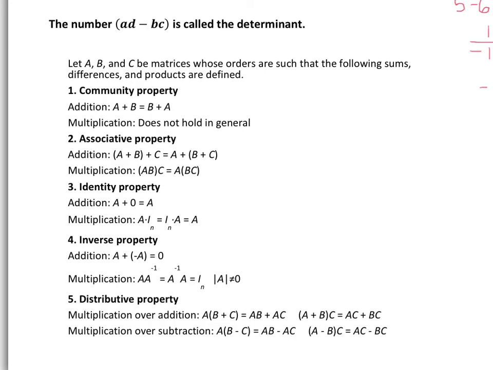Distributive property. Multiplication over addition: A times the quantity B plus C equals AB plus AC, and the quantity A plus B times C equals AC plus BC. Now over subtraction, it's A times the quantity B minus C equals AB minus AC, and the quantity A minus B times C equals AC minus BC. These are all properties we're going to have to use.